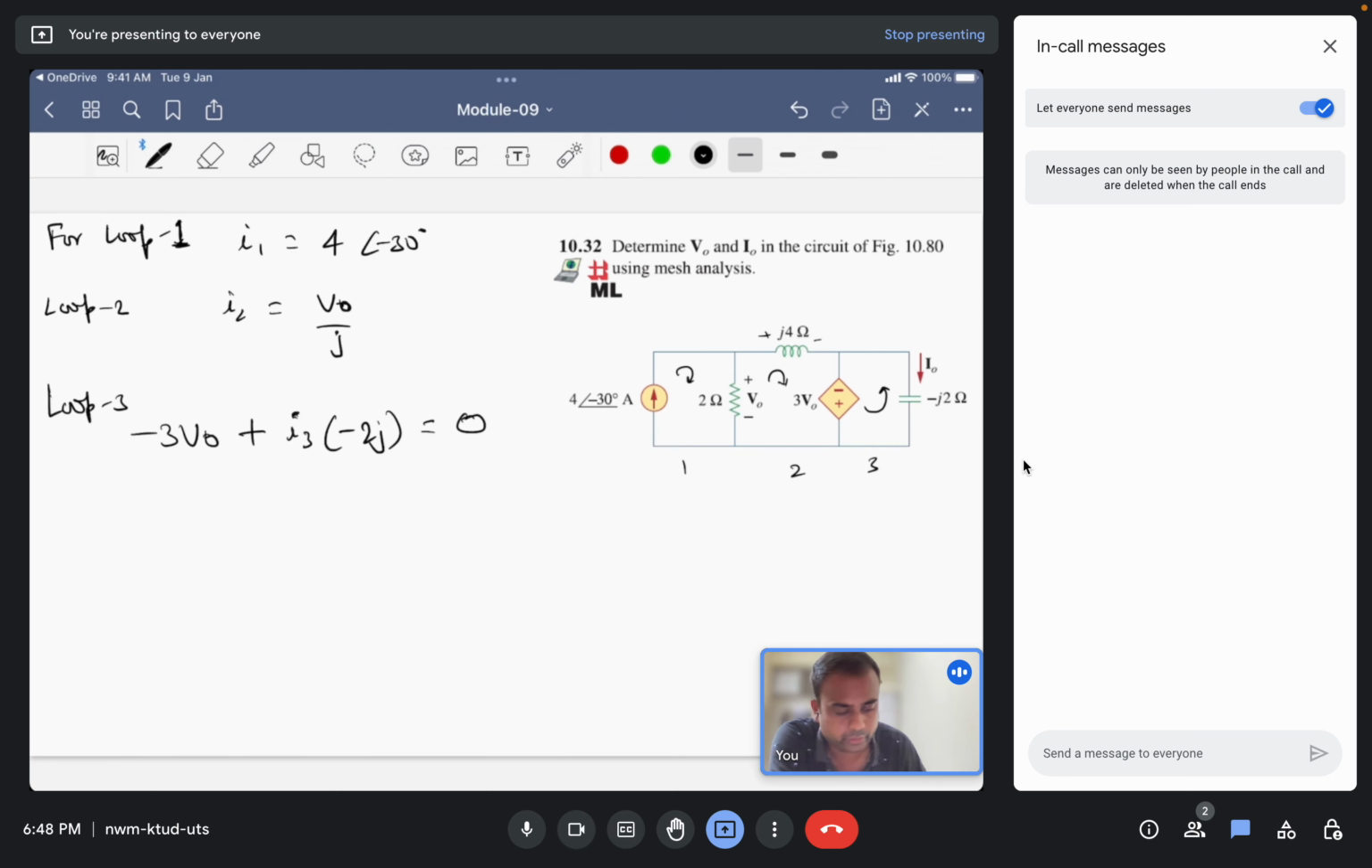Now let us find what is V0. So V0, here we are saying the direction of both I1 and I2 is opposite. I1 is in this fashion and I2 is opposite. So I1 minus I2 into 2 is V0.